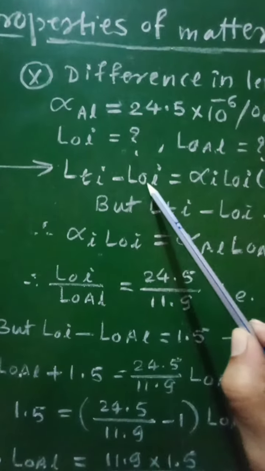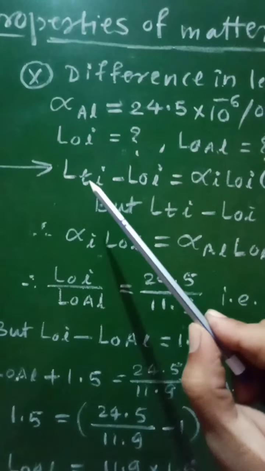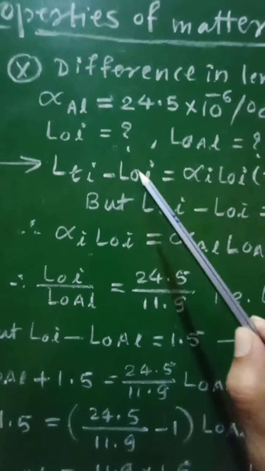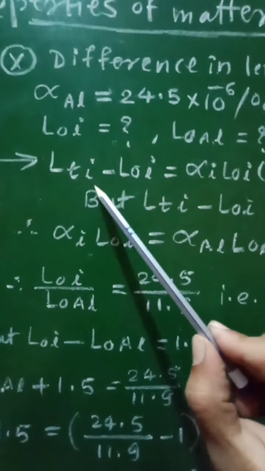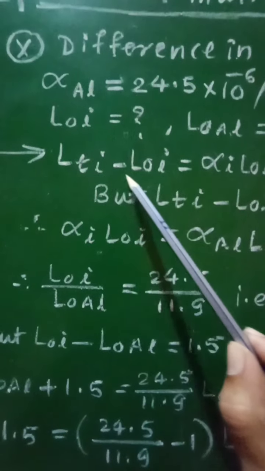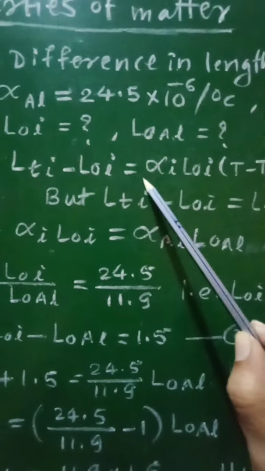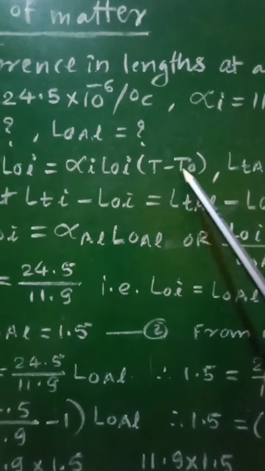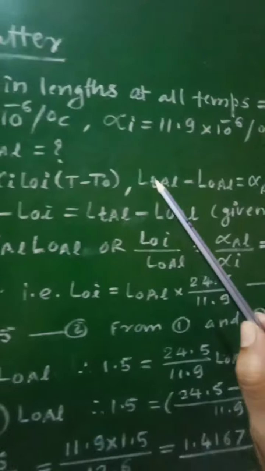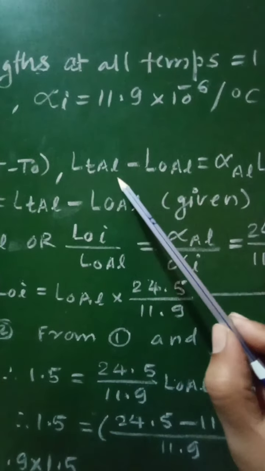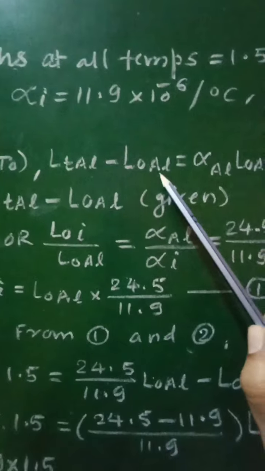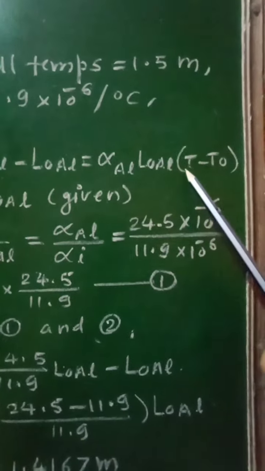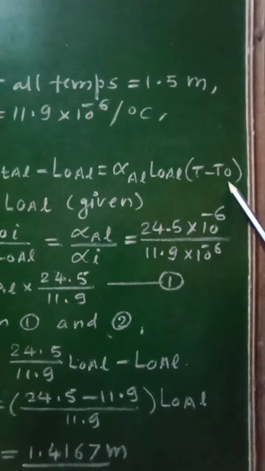Now, the difference between the lengths, that is change in length for T degrees Celsius and 0 degrees Celsius temperature for both the rods, will be given as follows. Let us see first for iron rod: LTI minus L0I equal to alpha I into L0I into T minus T0. Similarly, for aluminium rod, LTAL minus L0AL will be equal to alpha AL into L0AL into T minus T0.